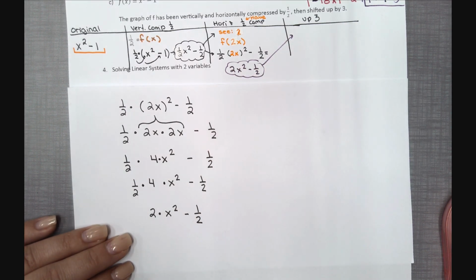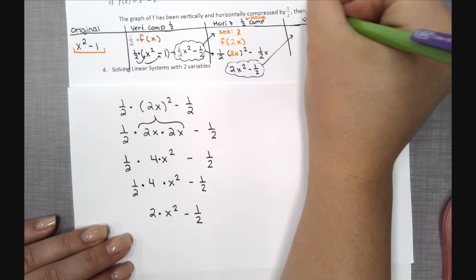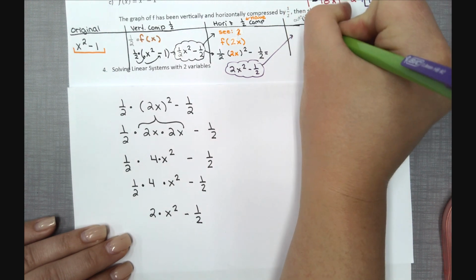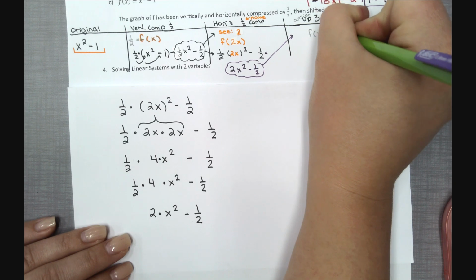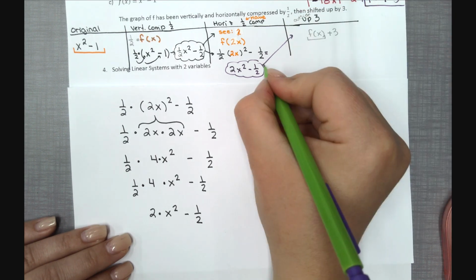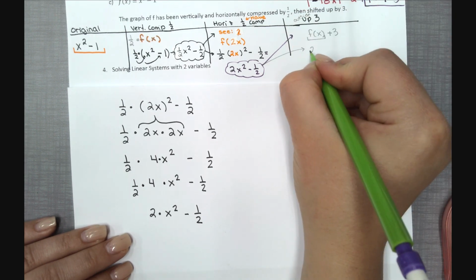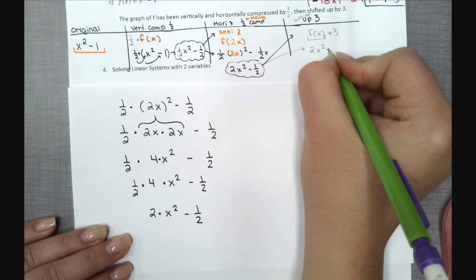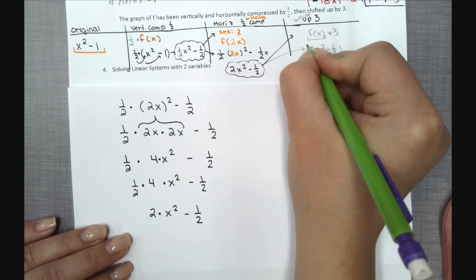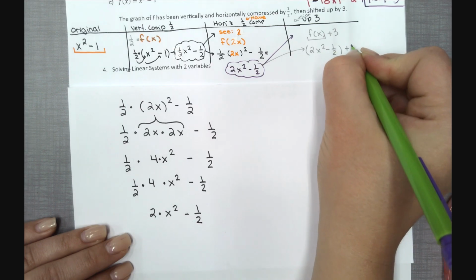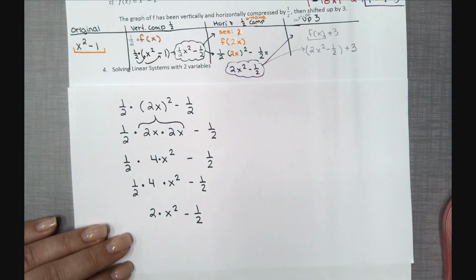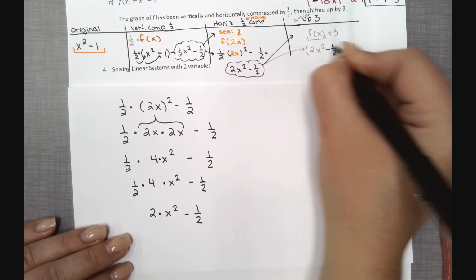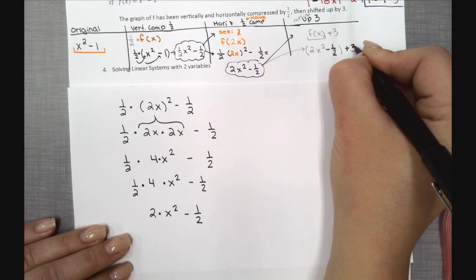In step number 3, we have a shift up by 3. This is on the outside of my function, so outside f of x, outside up 3. So the entire function f of x is what we're going to be using in step number 3: 2x squared minus 1/2. Then we have this plus 3 here. And now notice that I have a negative 1/2 not attached to the x squared, plus 3.